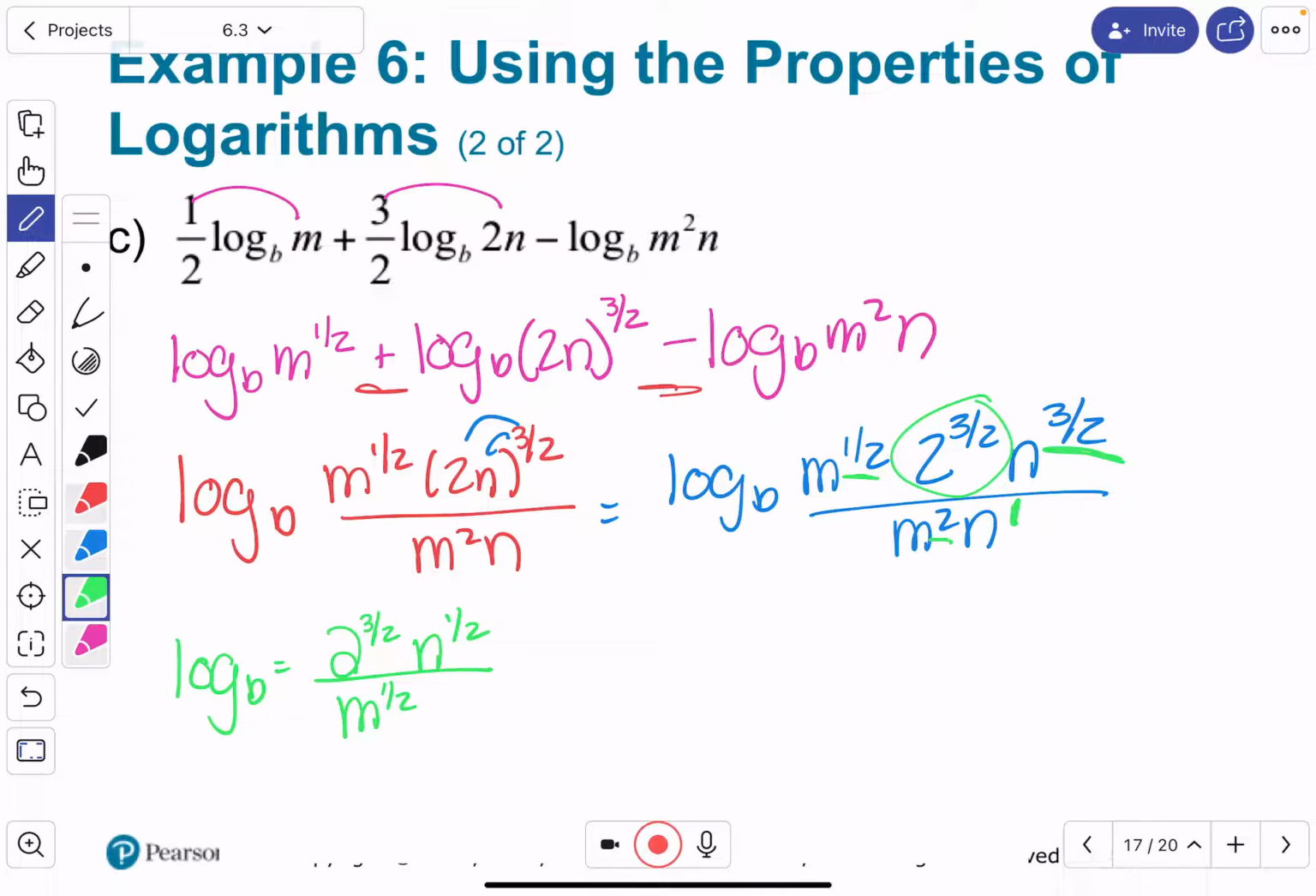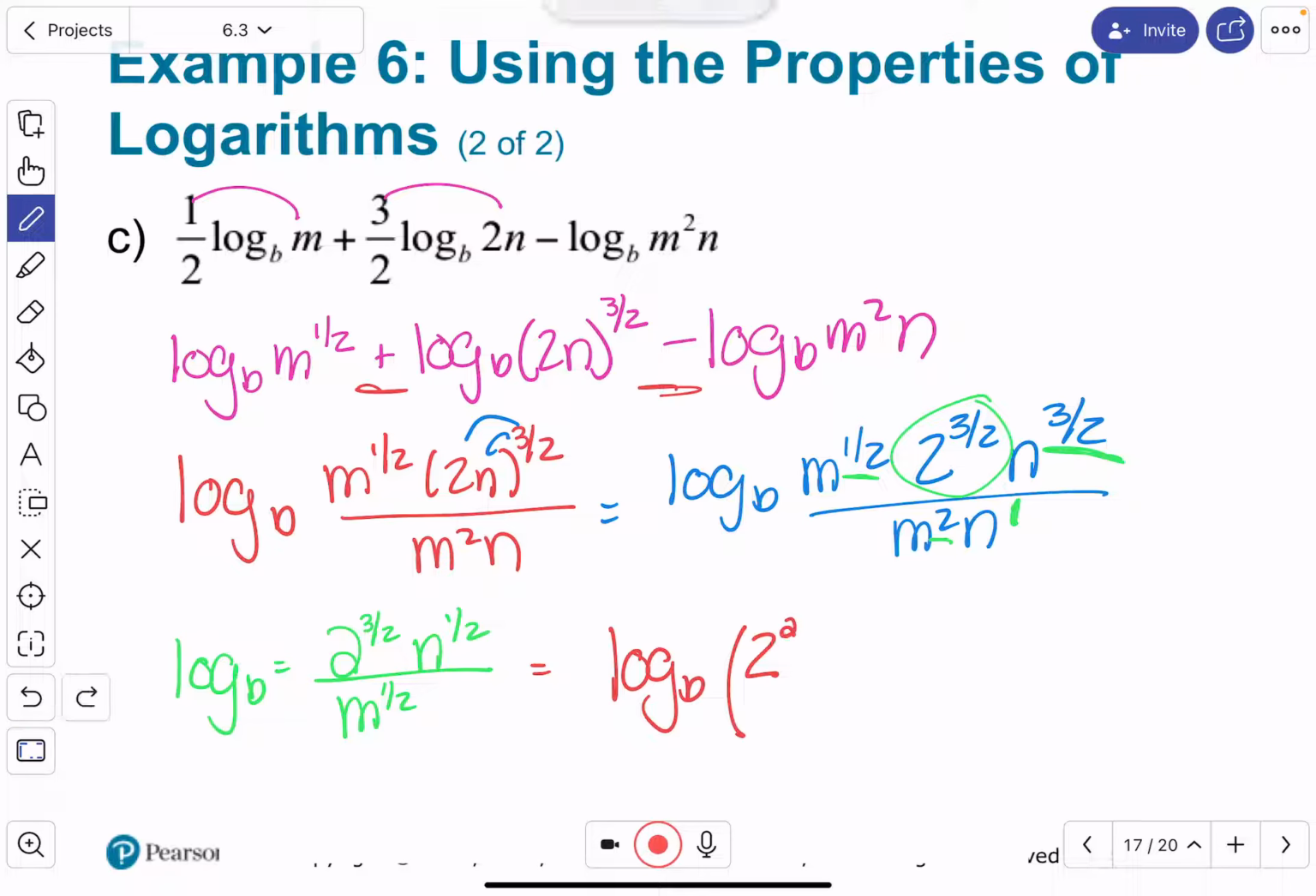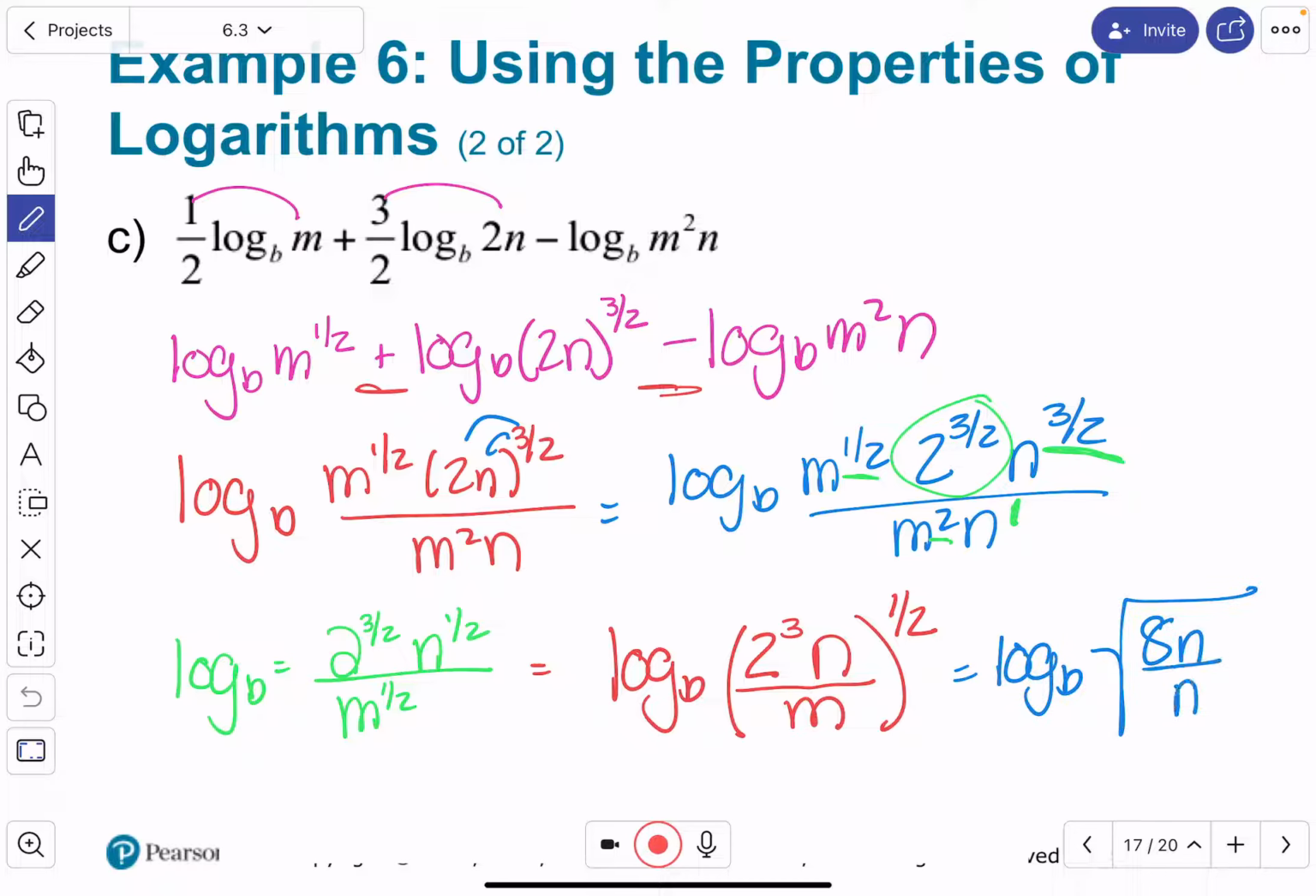Now, all of those exponents are divisible by a half, so I can kind of reverse distribute that. So if I take 3 halves divided by 1/2, I get 3. For n, 1/2 divided by 1/2 is 1. And for m, 1/2 divided by 1/2 is 1. So I'm left with that 1/2 as an exponent out there. Well, 1/2 is the same as saying a square root. And 2 to the 3rd is 8.